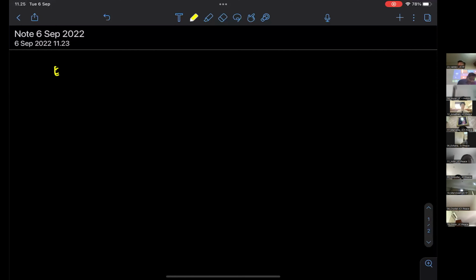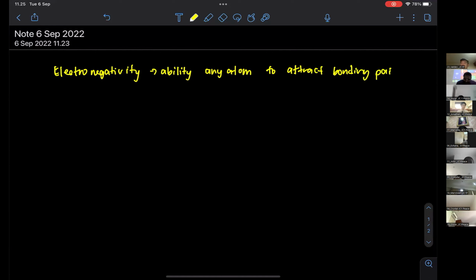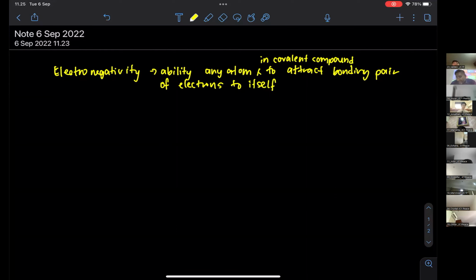Now, we have learned about electronegativity. So what is electronegativity? Electronegativity is the ability of any atom to attract the bonding pair of electrons to itself. To be exact, it is for any atom in a covalent compound, or covalently bonded, to attract the bonding pair of electrons to itself. This is the definition.